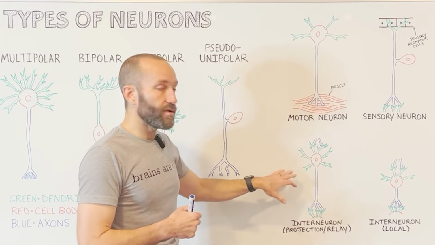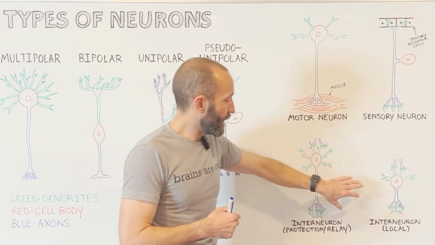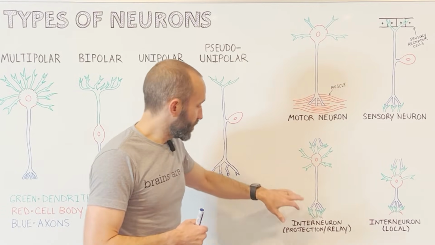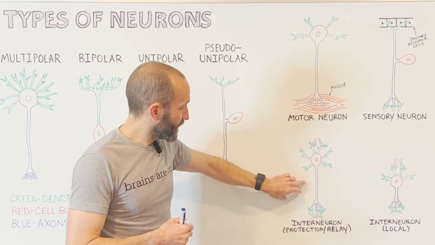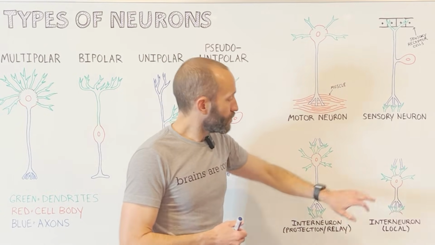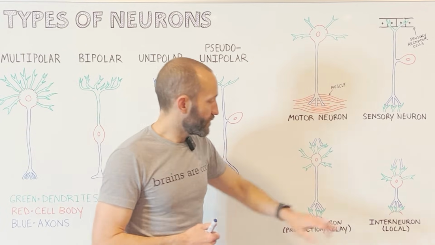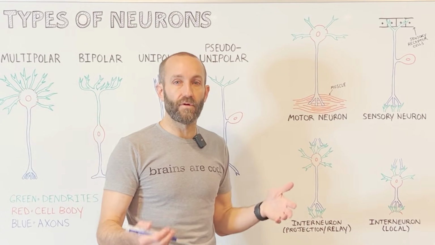These interneurons are also often subdivided into two types: projection or relay interneurons and local interneurons. Projection interneurons typically have long axons that carry signals over long distances, such as from one part of the brain to another. Local interneurons, on the other hand, form connections with other neurons nearby. So they have short axons and are involved in creating local circuits.